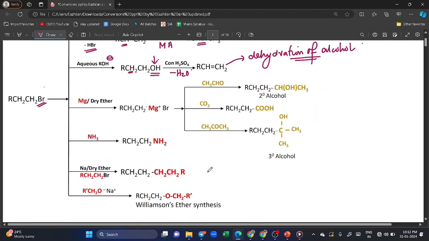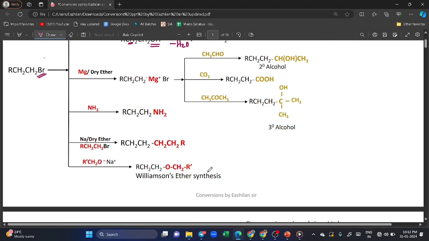The next part of these conversions in haloalkanes is reacting the given haloalkane with magnesium metal in any dry solvent, preferably ether. You might have already read about ethers. Ethers are organic compounds which have a bridged oxygen. There will be two alkyl groups on either side, and oxygen will form a single-bonded bridge between the alkyl groups.